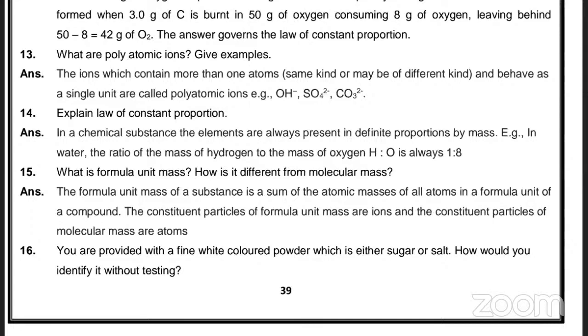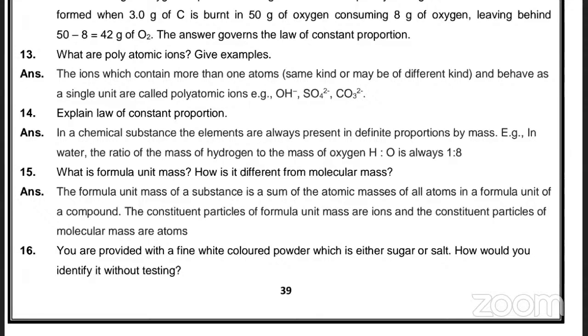Advai, please read the 13th question and 14th. Okay, sir. What are polyatomic ions? Give examples. The ions which contain more than one atom, of the same kind or maybe of different kinds, and behave as a single unit are called polyatomic ions. Example: OH minus, SO4 2 minus, CO3 2 minus.